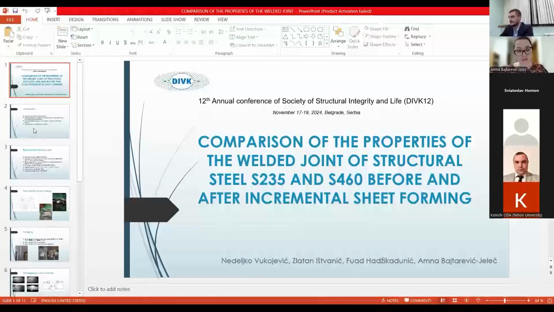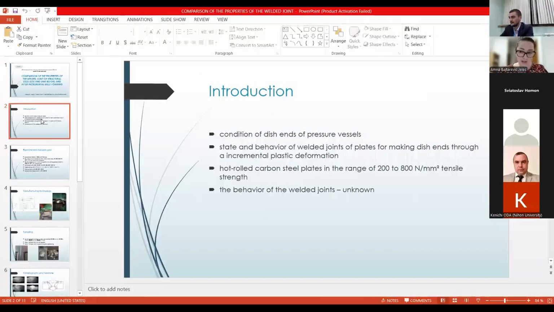The focus of our paper is mechanical tests that were conducted in order to understand the condition of dish ends of pressure vessels made by welding. This study was performed to investigate and obtain adequate insights into the state and behavior of the welded joints of plates for making dish ends through incremental plastic deformation.